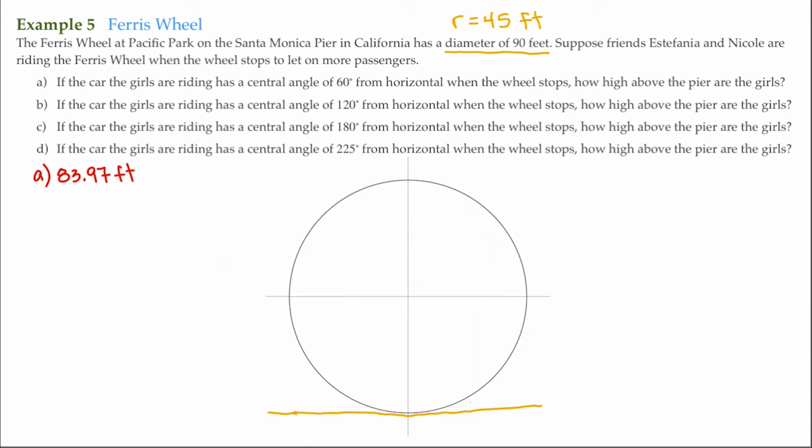So let's try B. If the car the girls are riding has a central angle of 120 degrees from horizontal when the wheel stops, how high above the pier are the girls? Well, 120 degrees, that's over here. That's going to be the same height as it was when it was at 60 degrees in the previous problem, except we're just on the other side of the vertical axis here. So the height isn't going to change. It's going to be the same as it was for the last problem. So B is also going to be 83.97 feet.